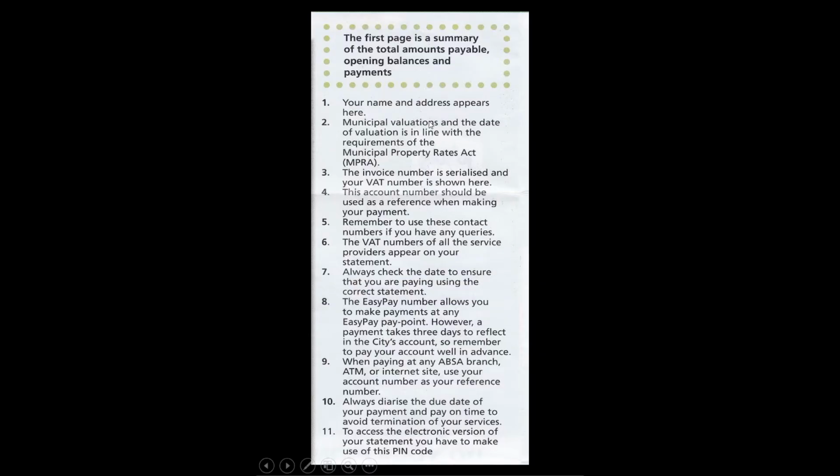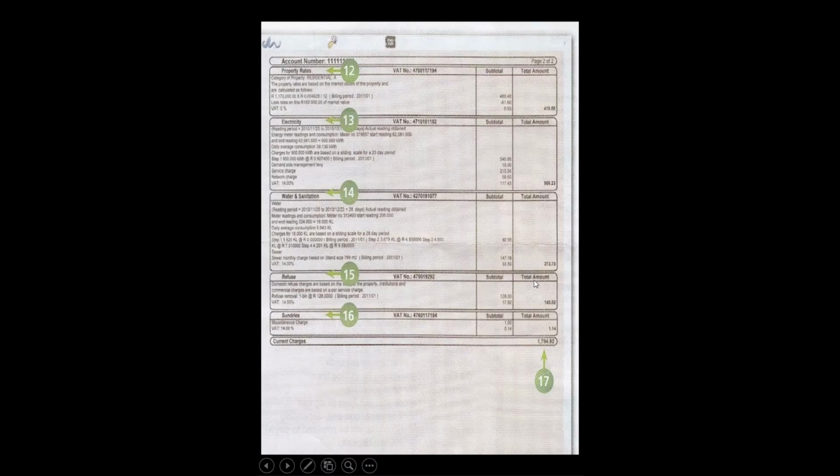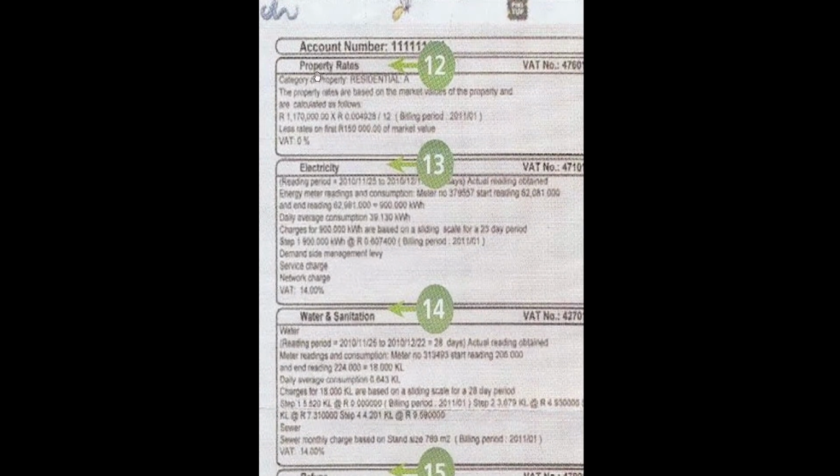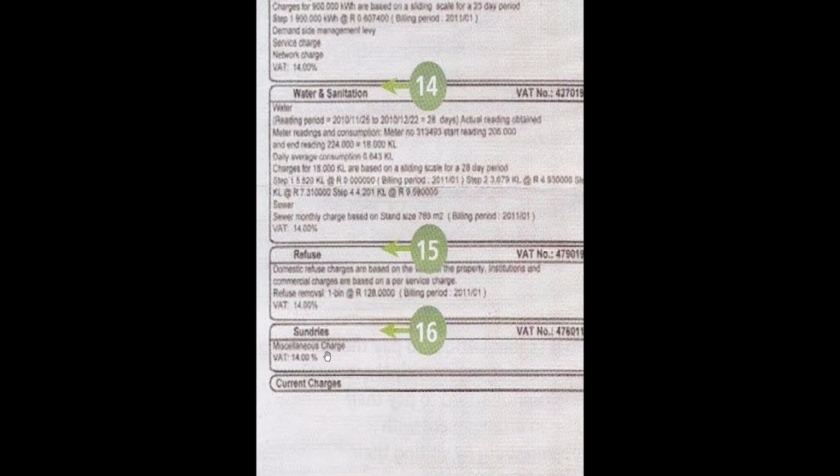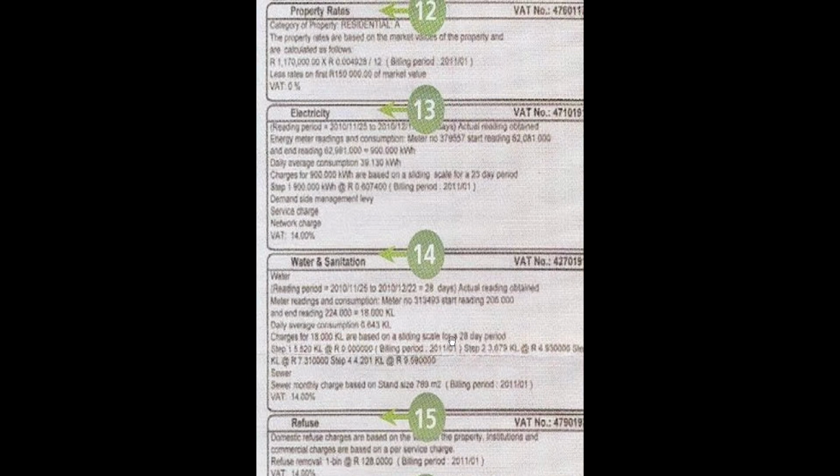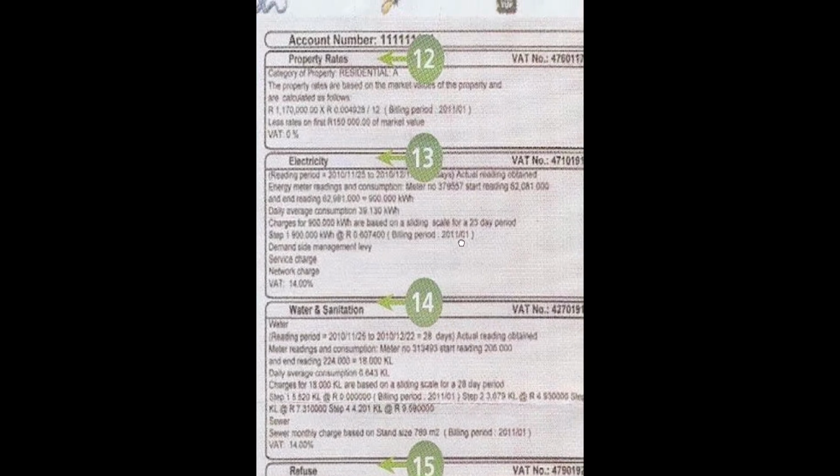Now, this was just a breakdown of those numbers, so you can always have a look through this when you're watching the video again, and just link it up to what you would have seen over there. Right. Then at the back of this, we would have another section. This goes into detail now in terms of my property rates and my electricity and my water and sanitation, refuse and sundries, right? So this gives us now a breakdown.